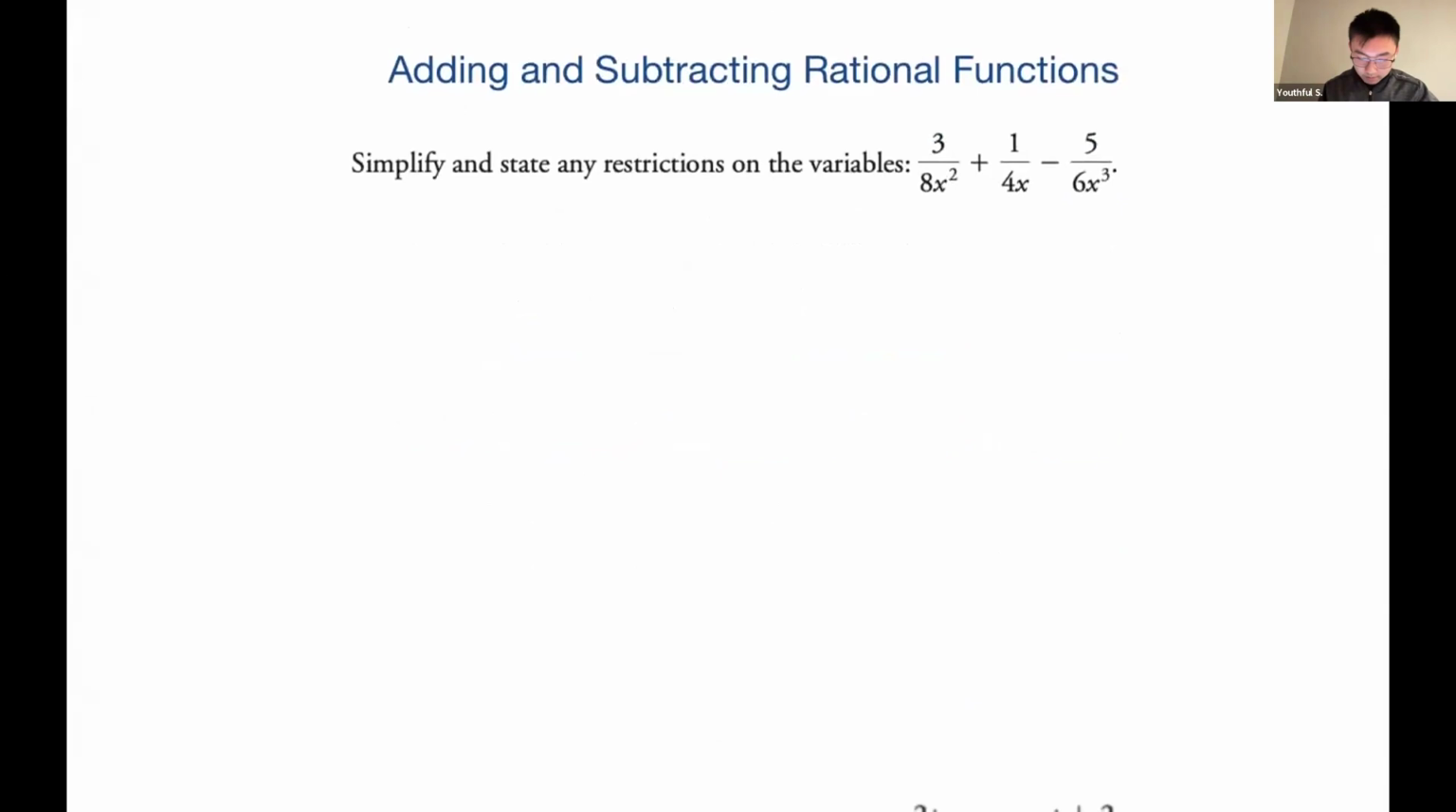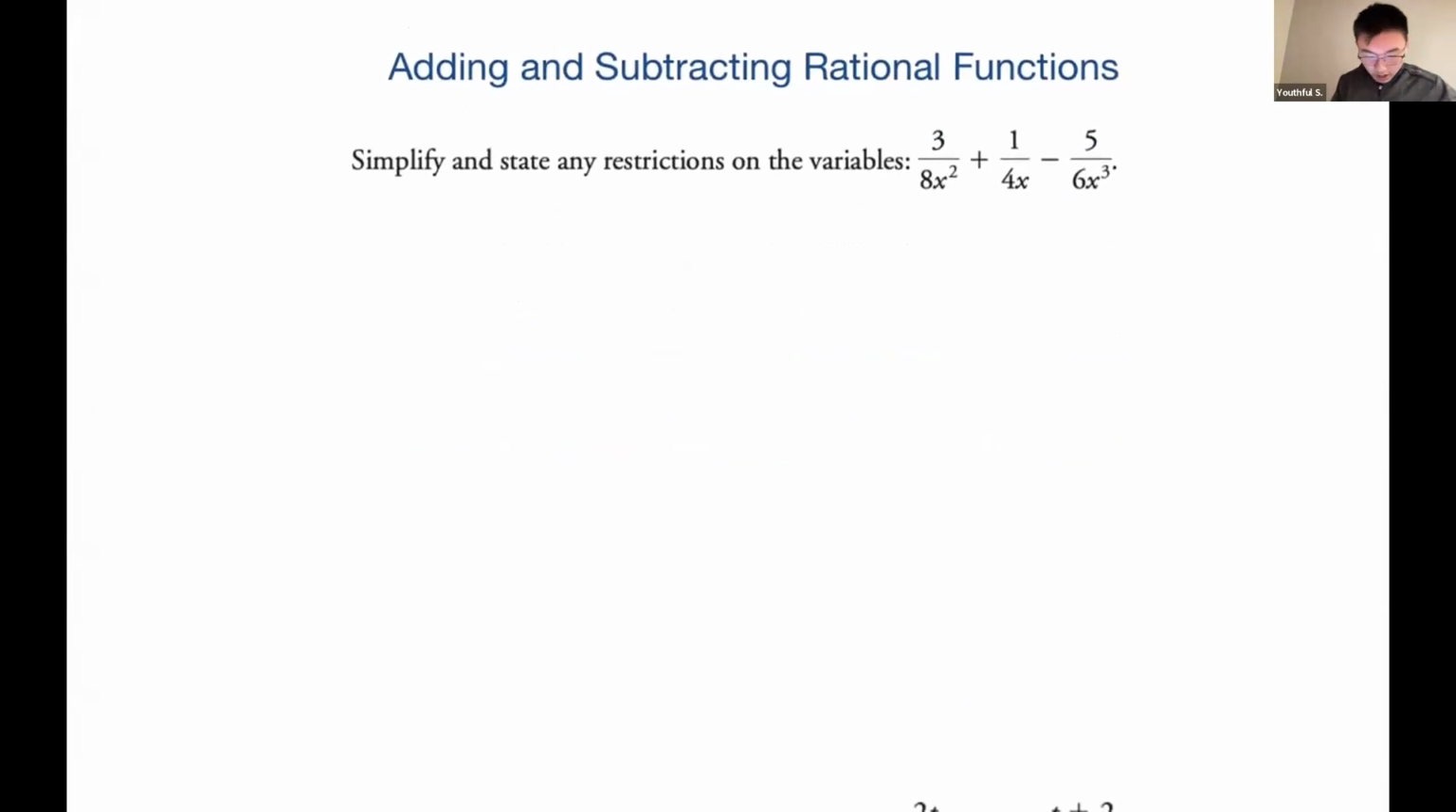So let me keep going. Okay, then we have adding and subtracting rational functions. This is probably the most annoying operation to do. When they say simplify this expression, they want us to combine all of this into a single fraction. So to do that, we're going to have to find the lowest common denominator, the LCD.